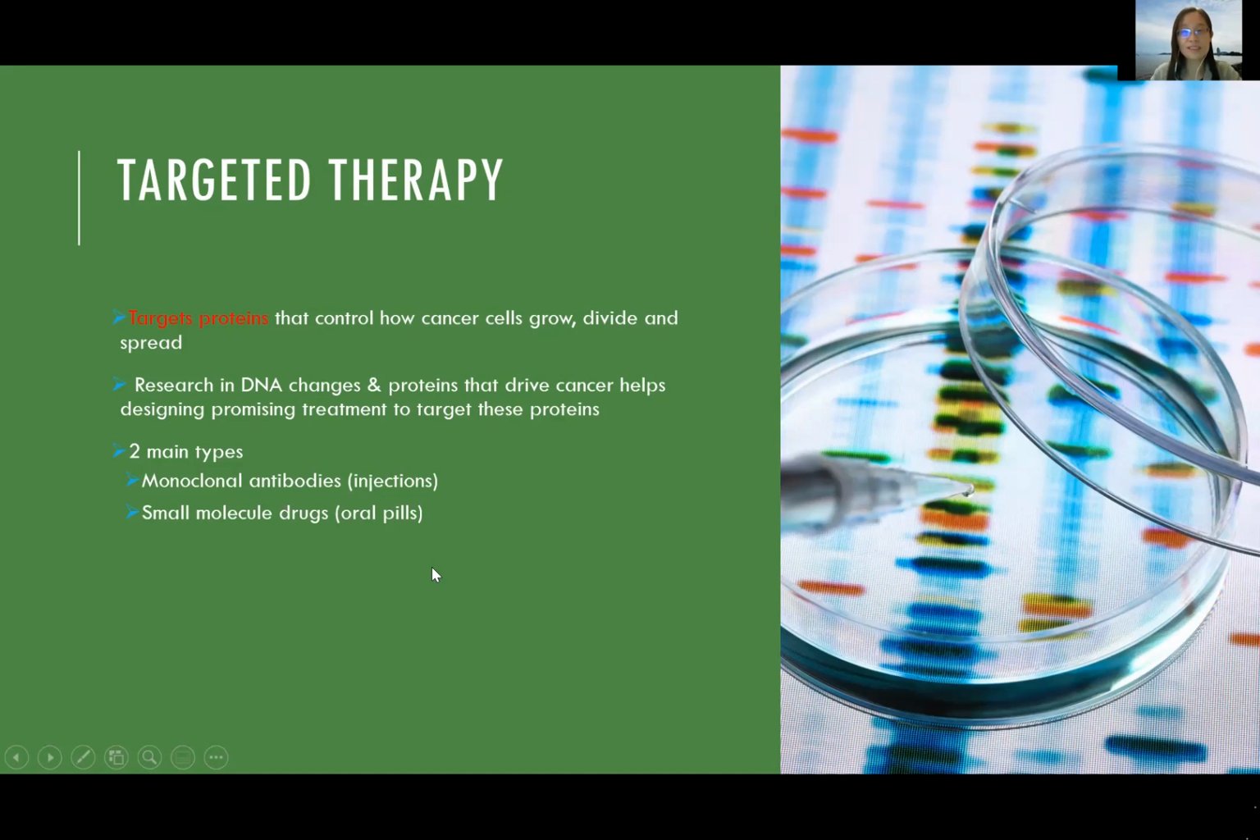Monoclonal antibodies are usually given by IV injection. Then there are targeted therapies we call small molecule drug oral therapy, mostly tyrosine kinase inhibitors. So it's just popping in an oral drug every day to control the cancer.